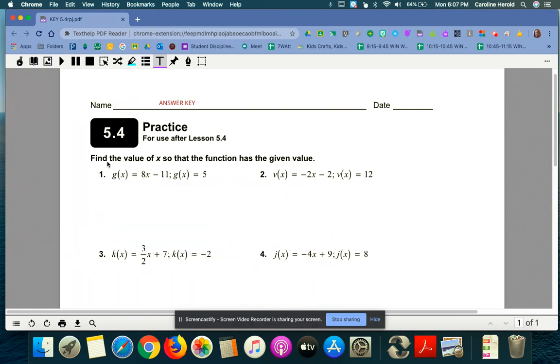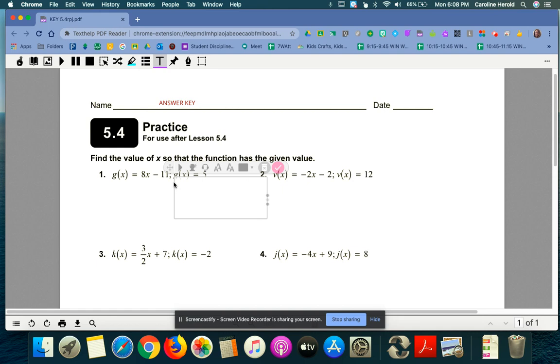So this says find the value of x so the function has the given value. This is a little bit different than what we started with in our lesson. Before in the lesson, we were replacing x. We were saying if x were the number we put into the function g, what would we get out? But this time, we actually get out the value. This is what this is saying. When you put x into the function g, they're telling us the value is 5 when that comes out.